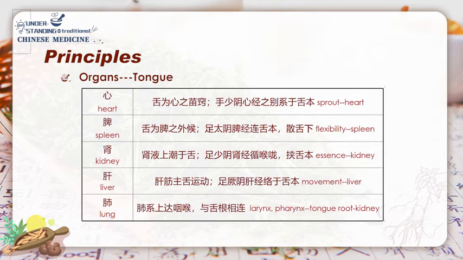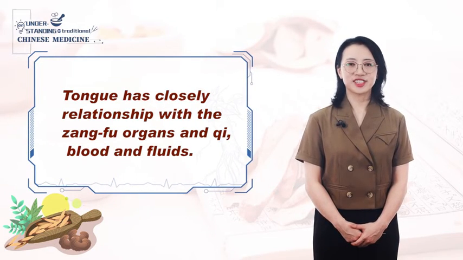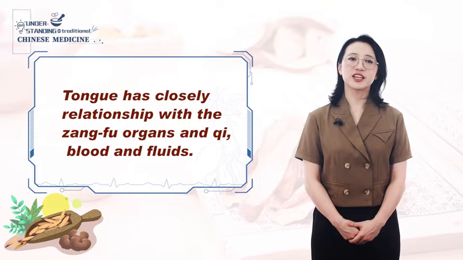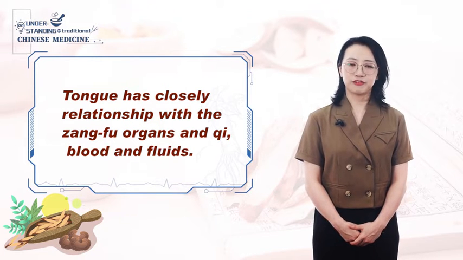In addition, the tongue coating is formed by qi and the fluid of the stomach. The liver connects with the tongue body. The lung meridian reaches up to the larynx and pharynx, linking with the tongue root. Obviously, all zangfu organs are connected with the tongue. Based on those theories above, we can come to a conclusion: the tongue has a close relationship with the zangfu organs and qi, blood, and fluids.